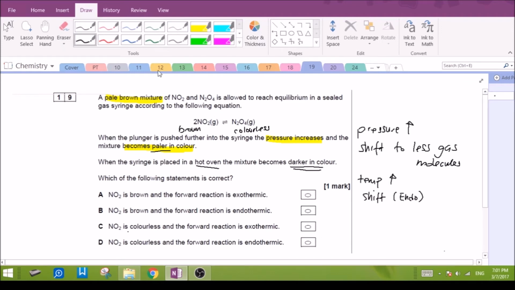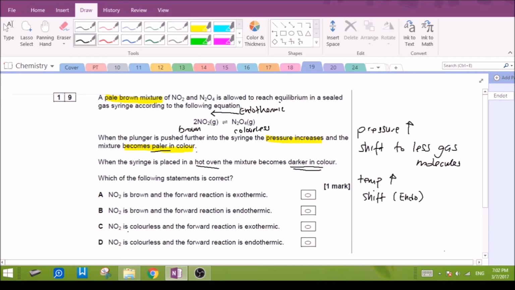In other words, increasing the temperature is favoring the backward reaction, because we know that we need to form more brown molecules. We want the mixture to be darker. So from there, we know that this direction is endothermic in nature. Right, because increasing the temperature causes more brown molecules to be formed, which is the backward reaction. And we know that increasing the temperature favors the endothermic direction.